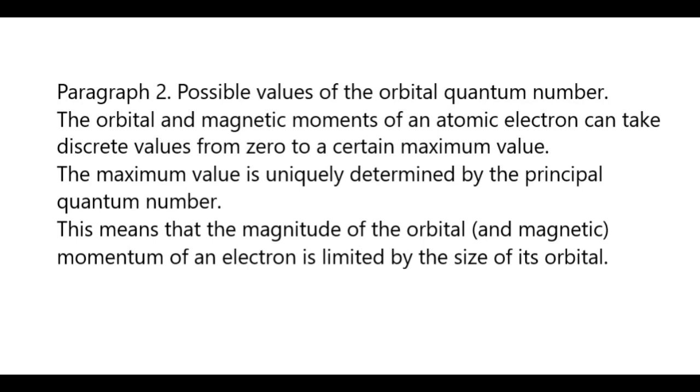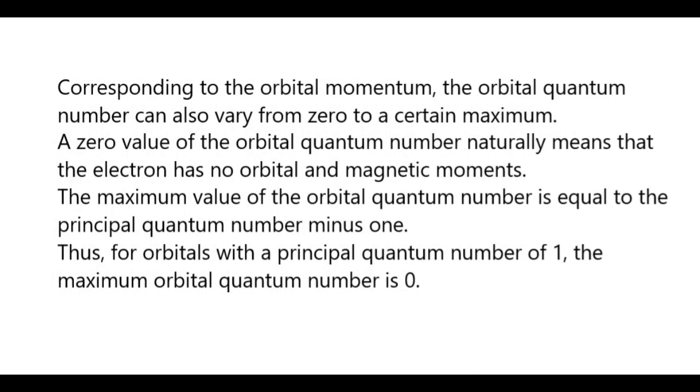This means that the magnitude of the orbital and magnetic momentum of an electron is limited by the size of its orbital. Corresponding to the orbital momentum, the orbital quantum number can also vary from 0 to a certain maximum. A zero value of the orbital quantum number naturally means that the electron has no orbital and magnetic moments. The maximum value of the orbital quantum number is equal to the principal quantum number minus 1.